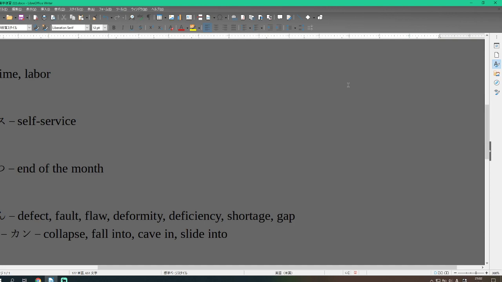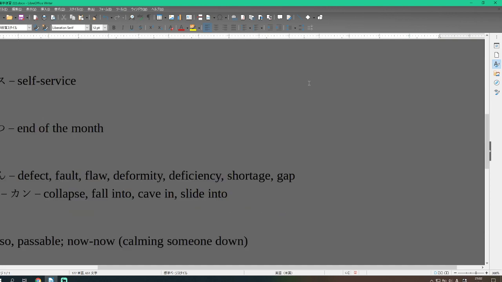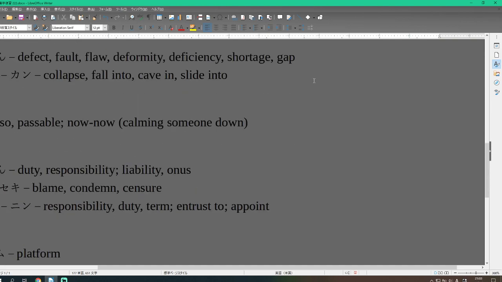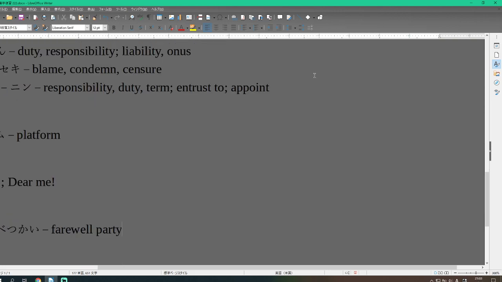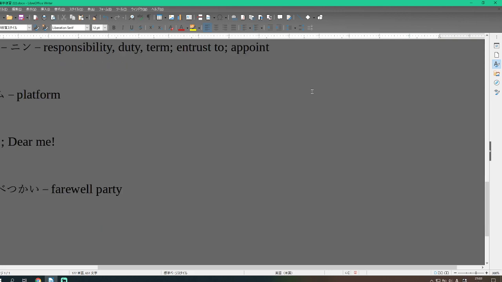A default, a defect, a fault, a flaw, a deformity is a kekkan, or a lack. Some collapsing part. Kekkan. Kekkan no kan. So-so or passable is mama. Mama. Platform is a purato homu. Purato homu. Dear me or oh my is yaya. Yaya. A farewell party finally is a sobetsukai, or a sending off. Sobetsukai.